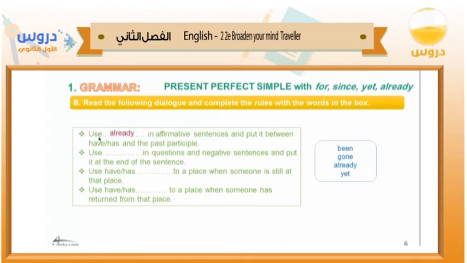Use already in affirmative sentences and put it between have or has and the past participle. Has already gone, for example. Second, use yet in questions and negative sentences and put it at the end of the sentence. At the end of the sentence.